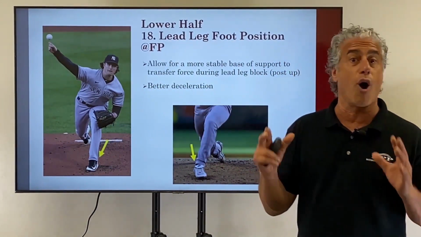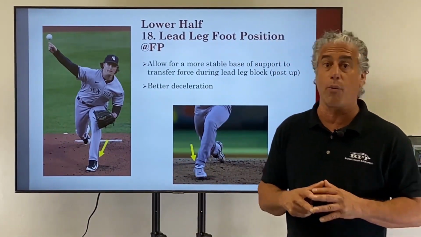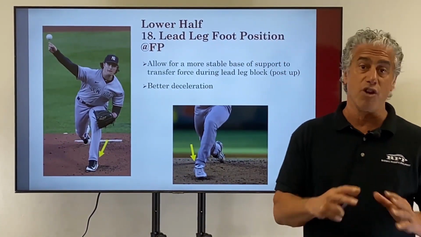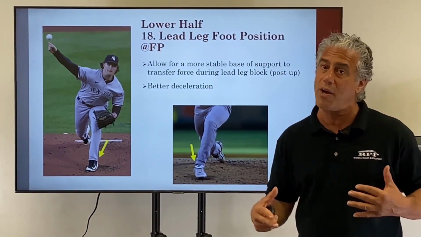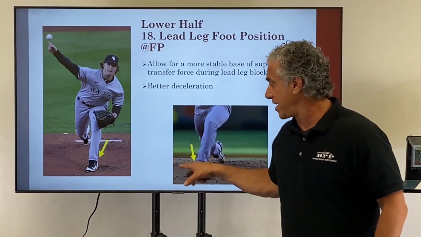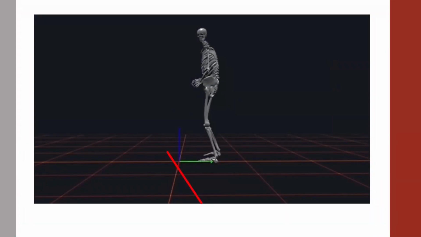Once again, there are no absolutes. There are elite athletes who do this and do it well. Are we going to change what they do? No, we are not. But for the most part, if we see an athlete who's not quite where they want to be, and we see this, we've found this to be a game changer. Okay, lead leg foot position at foot plant. This helps create a more stable base of support at landing to better rotate on as well as throw against.